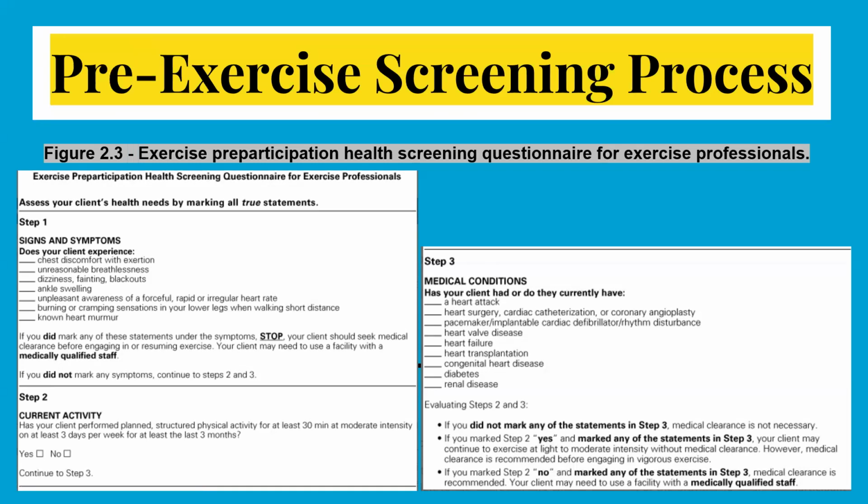So top takeaways: follow this figure for your exercise screening process and follow the algorithm, where you have two paths for sedentary and physically active individuals, and determine if they have any signs and symptoms, their current physical activity level, and if they need medical clearance. Then you'll be able to determine what intensity of exercise they can start the program with.